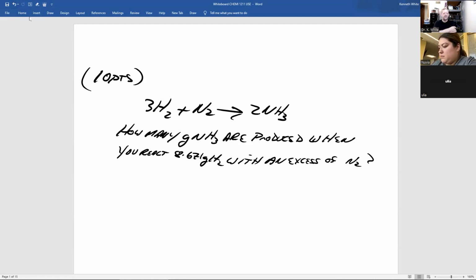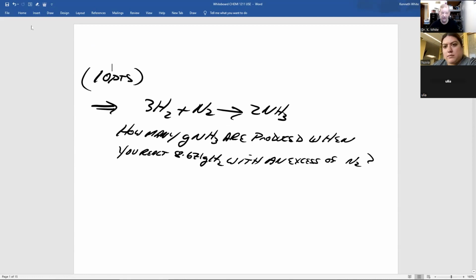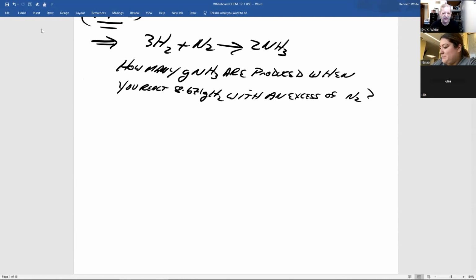All right, let's go through this. How many grams, that's G is grams, of ammonia, NH3, are produced when you react 8.671 grams hydrogen gas, that's H2, with an excess of nitrogen gas? Also, you're given this balanced chemical equation. That's important. And 10 points. Whoa, that's important too.